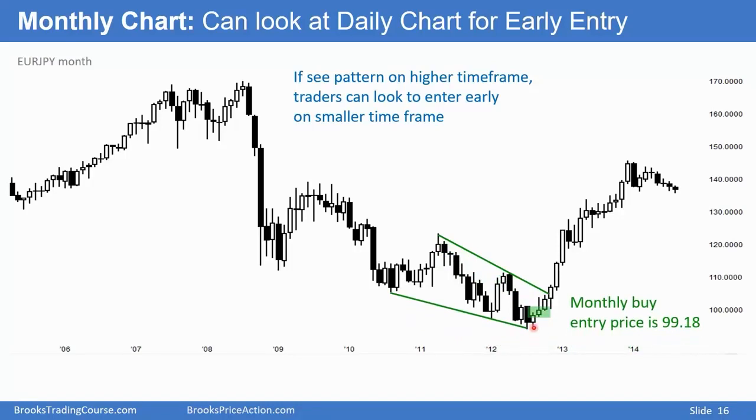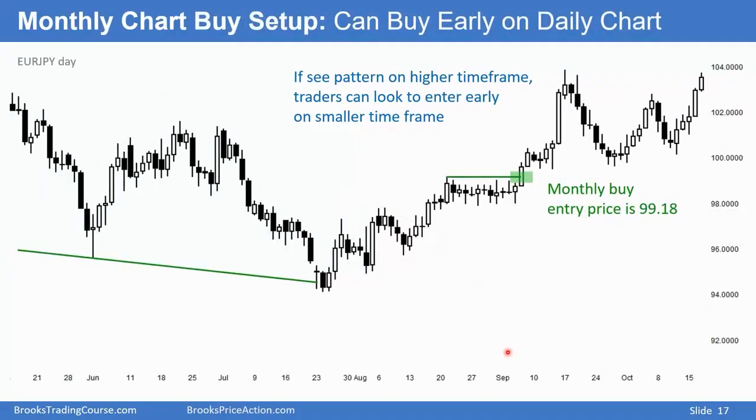If you're trading the monthly chart, you buy above the high of this bull bar, and here's your fill price, 99.18. Again, you could draw the wedge 1, 2, 3, or 1, 2, and then 3. Some computers do it one way, others will do it the other way. This is a daily chart of that same reversal. If you were buying on the monthly chart, this is where you would be buying, 99.18.